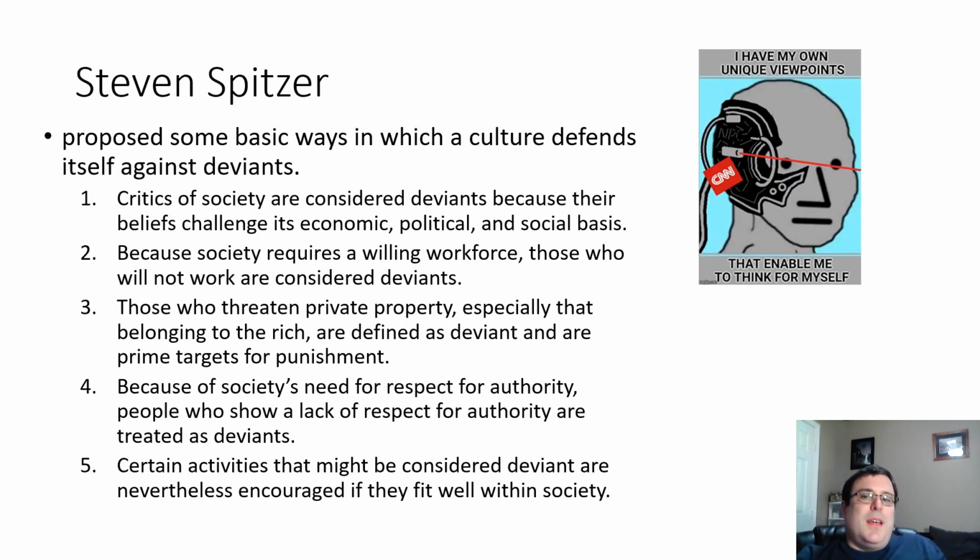Now, Steven Spitzer, yes, I know I love to beat on CNN, but Steven Spitzer was a sociologist, and what he did was lay out five basic ways in which a culture will defend itself from deviance and deviant behavior. So the first thing is, they point out that critics of society are considered deviants because their beliefs challenge the economics, the politics, or the social basis of a society.